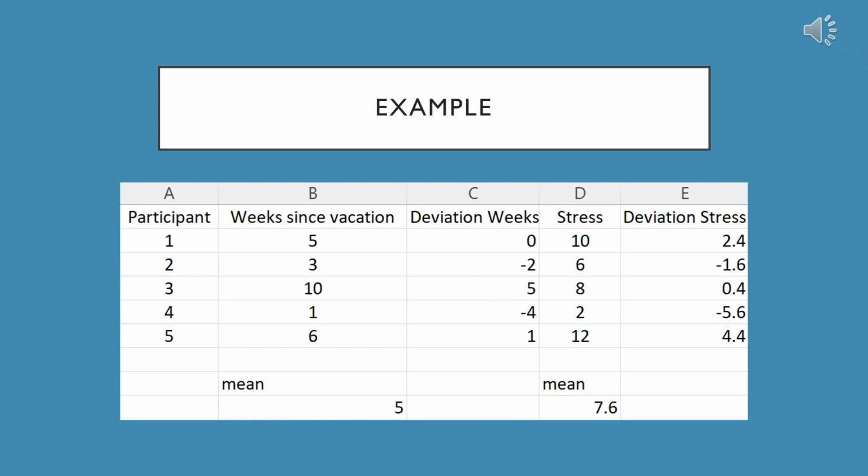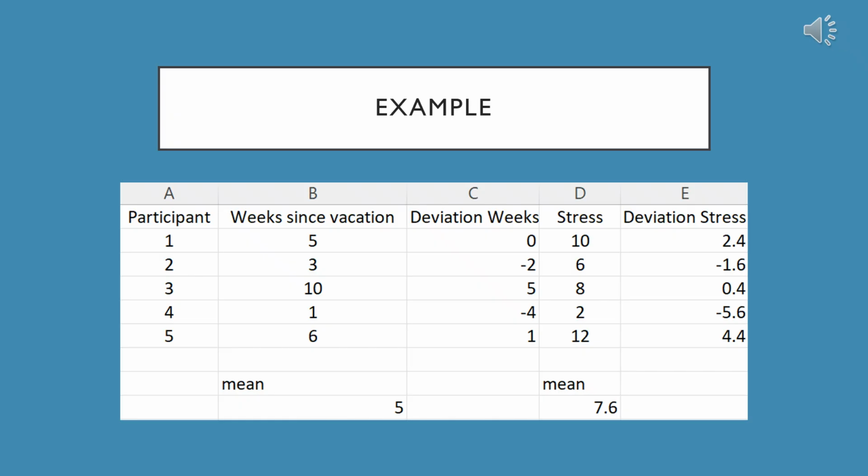We can see now the deviations for weeks and the deviations of stress. We've taken all of the individual raw scores for each participant for, let's say, the weeks, and we've subtracted the mean, the average weeks, out of that. So 5 minus 5 gives us a deviation of 0. 3 minus 5 gives -2. 10 minus 5 gives 5, and so on. For stress, the mean was 7.6, so we take 10 minus 7.6 is 2.4. 6 minus 7.6 is -1.6, and so on and so forth.